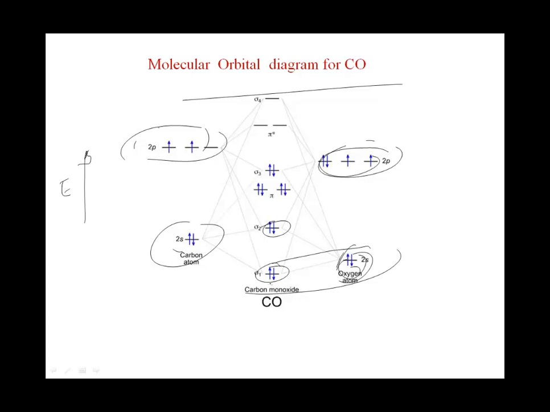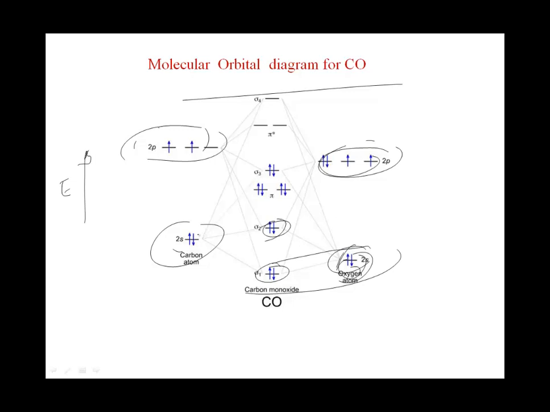The bonding orbital is closer in energy to the oxygen, and that's what happens when you've got two different electronegative atoms combining. The bonding orbital is composed mainly of the oxygen. The oxygen is a greater contribution, whereas the antibonding will have a greater contribution from the carbon.